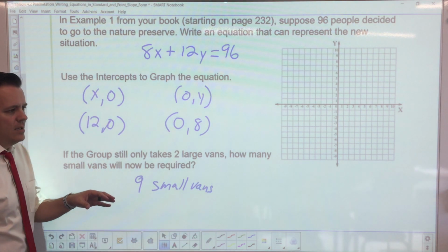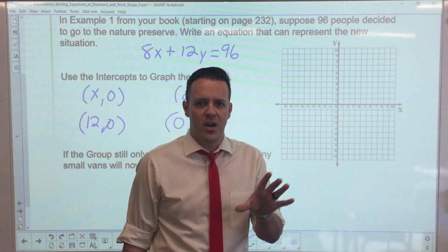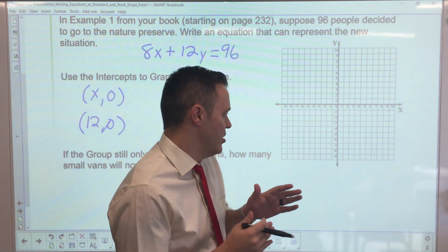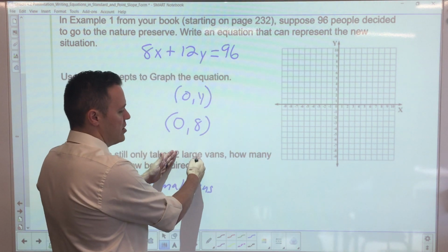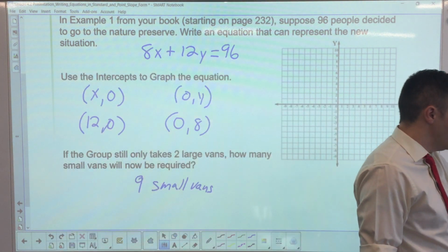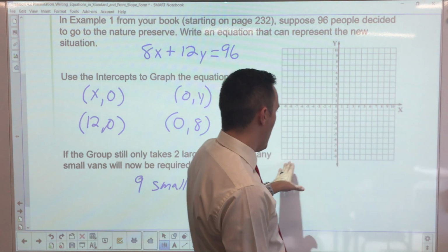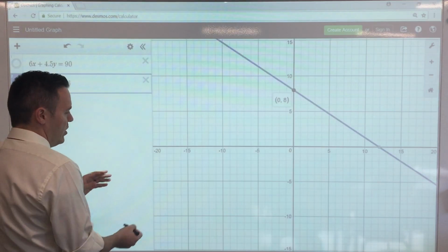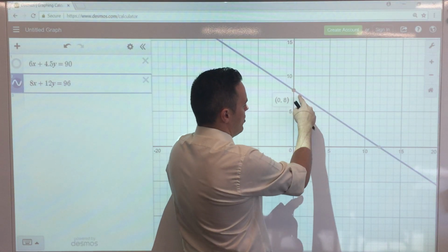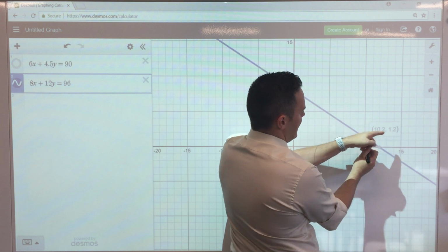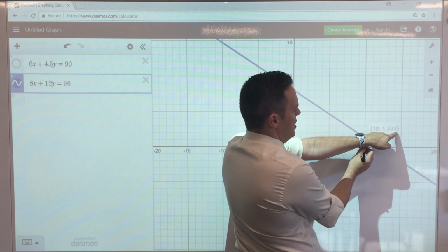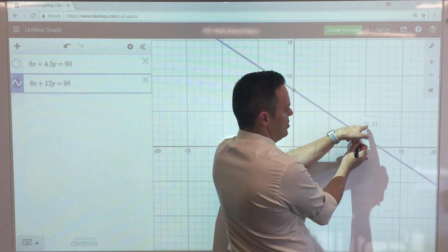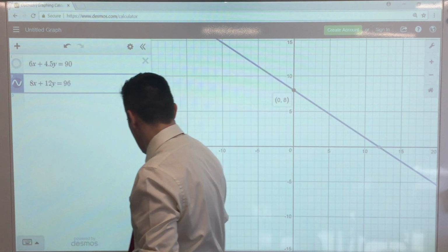Please understand, I want you to go faster, but understand what you're doing in this context. If you start to struggle with these graphs, understand what you're looking for. So when it said 2 large vans, look at your equations in your book. The large van represented the y. You plug in the y coordinate of 2. So make sure you understand that I'm not looking for the y coordinate up here. I'm looking for the second value to be 2. And when the second value is 2, that is my answer of 9. Okay? All right, next.